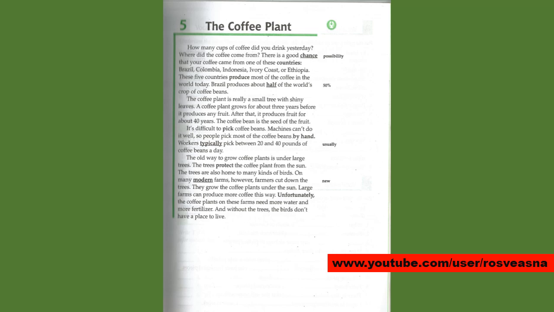It's difficult to pick coffee beans. Machines can't do it well, so people pick most of the coffee beans by hand. Workers typically pick between 20 and 40 pounds of coffee beans a day. The old way to grow coffee plants is under large trees. The trees protect the coffee plant from the sun.